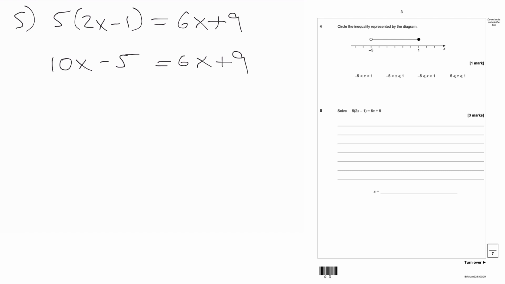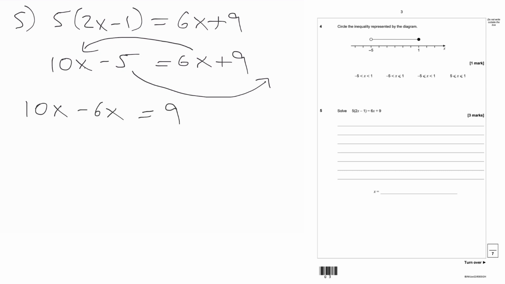Now what we want to do is we want to bring all our x's to one side and all our number terms to the other. So I'm going to bring this 6x across to the left-hand side. So this becomes 10x, and it's a plus 6x, so it comes across as a minus 6x. And this equals 9, and this -5 is going to come across as a plus 5. So 10x minus 6x is 4x, which equals 9 plus 5. 9 plus 5 is 14.